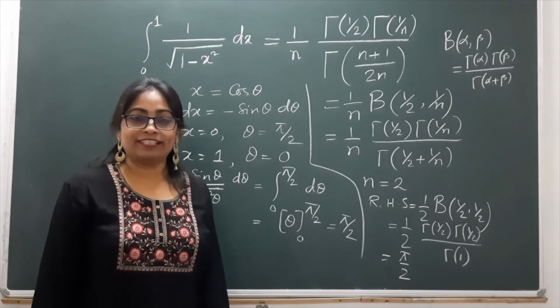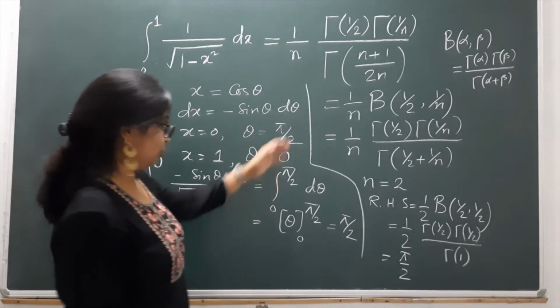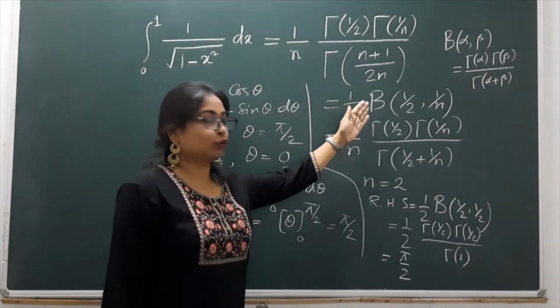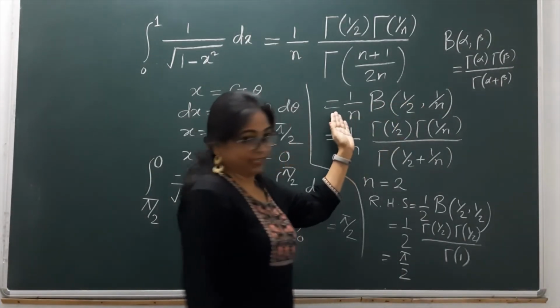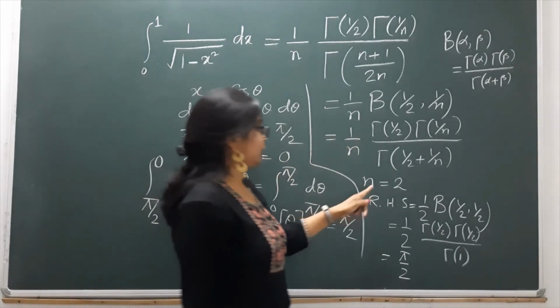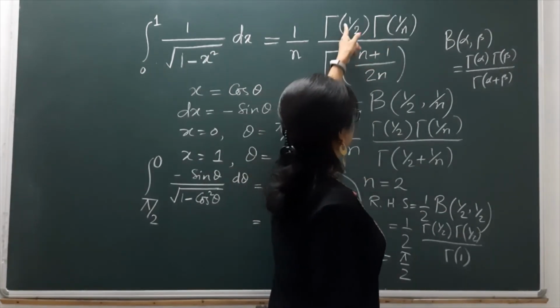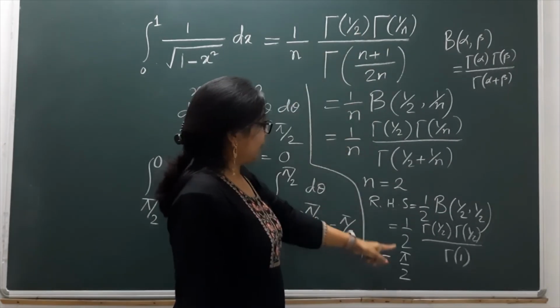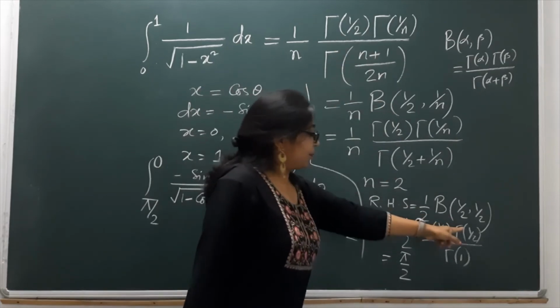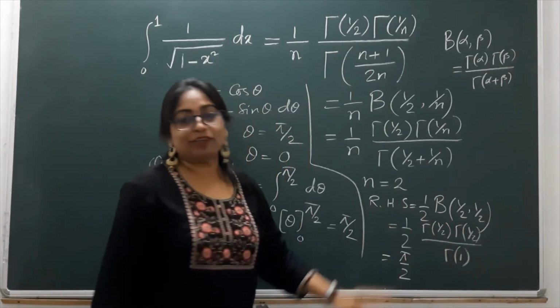George, if you are watching this video lecture, then you look that you do not have to go for this expression. You just put n equals to 2 in this expression, then you will have directly 1 by 2, then gamma half, gamma 1. Directly you are getting pi by 2.